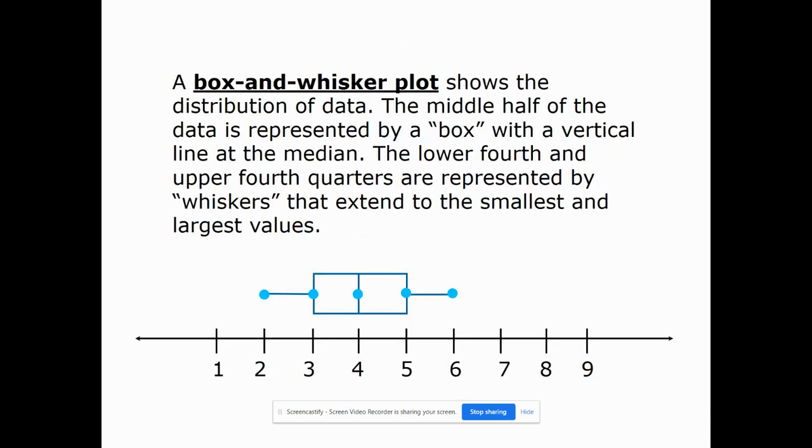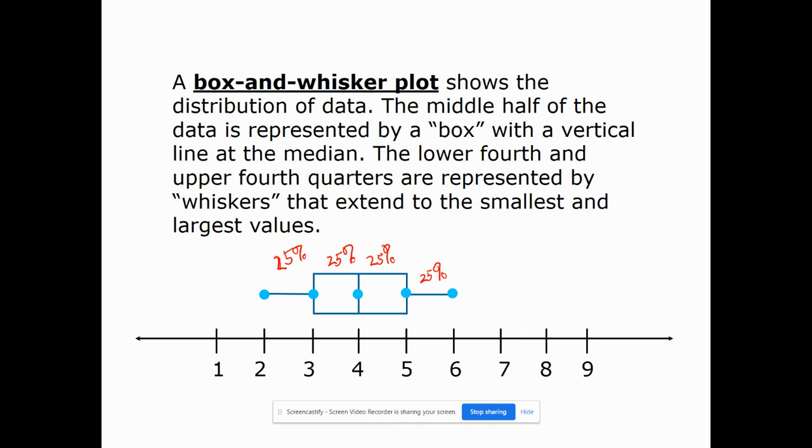So why do we need to know this? We need to know this to make a box and whisker plot, which shows the distribution of data. Now remember, the middle half we talked about earlier is represented by this box. So the middle 50% of our data is going to fall in here, which means that each section of this box and whisker plot represents 25% of the values in my data set.